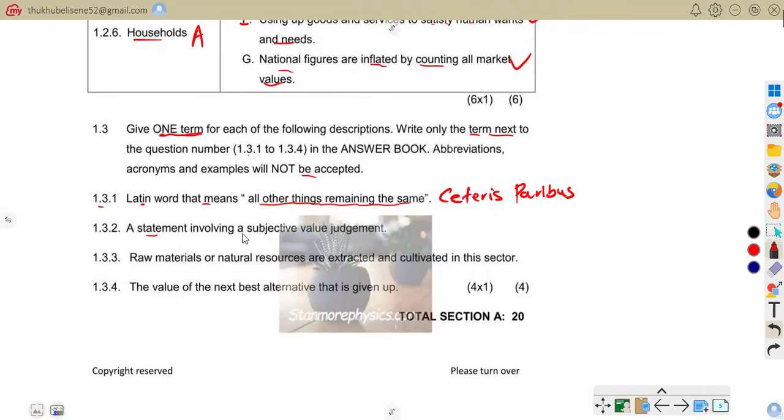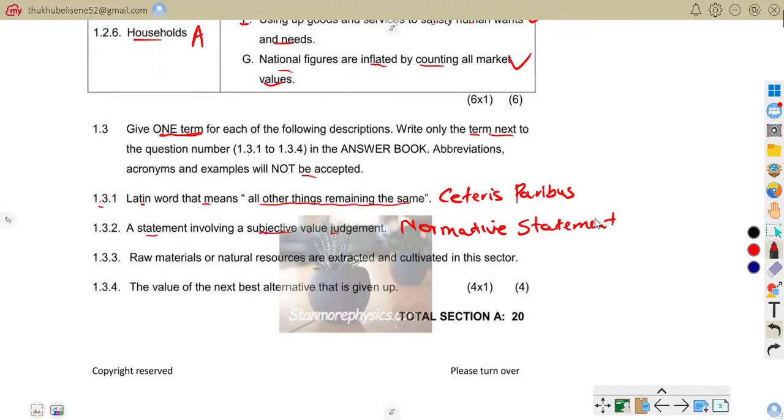A statement involving a subjective value judgment. So that is a normative statement. Normative statement. So that is that. A statement is based on opinion. Normative means that a statement is based on opinion or value judgment.